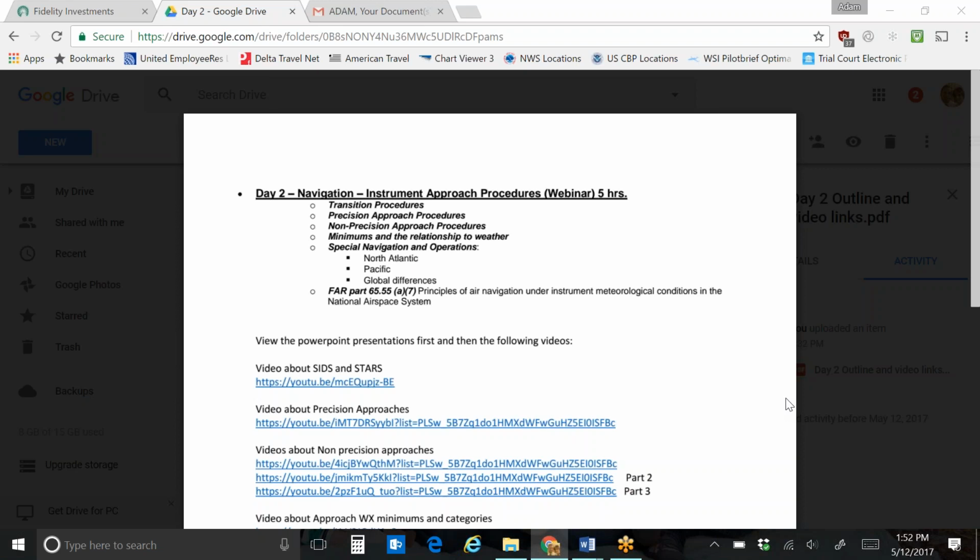So remember that. And then a STAR is a standard terminal arrival route, and you also obviously need to know what that is, have both of those memorized. So you're going to look at SIDs and STARs today.